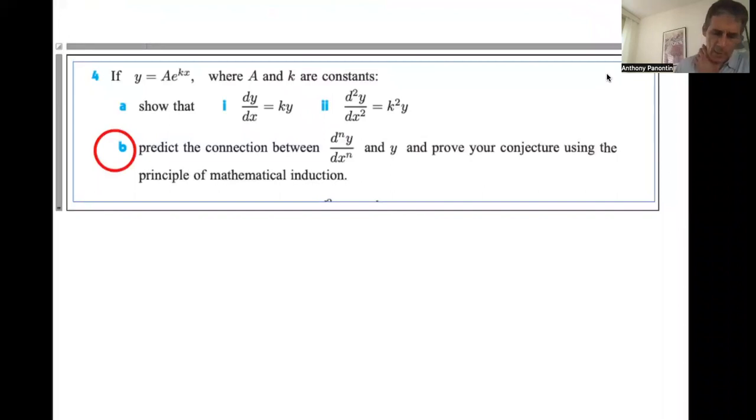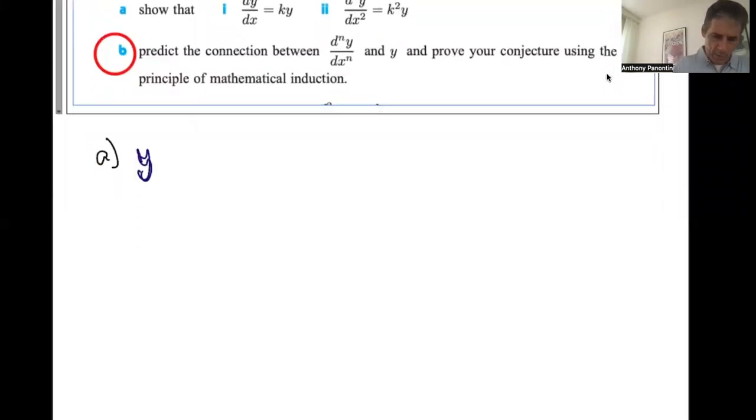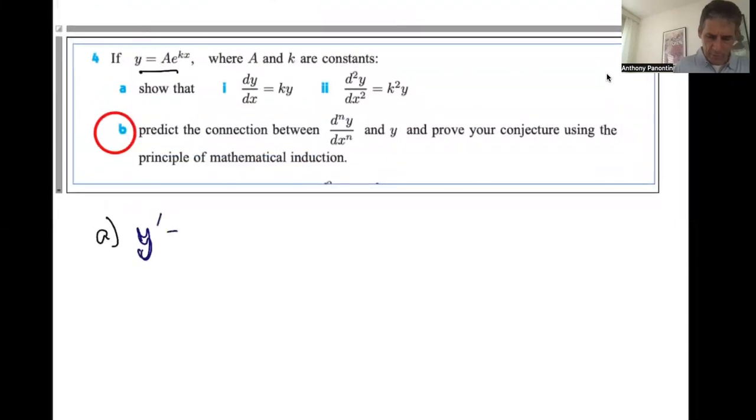So basically, in part A, we have to find two derivatives of this function, y equals a e to the kx. The first derivative is the constant a, e to the kx, and then you have to multiply times k, because the exponent of e is not a simple x, but a function of x, so it's actually a chain rule.